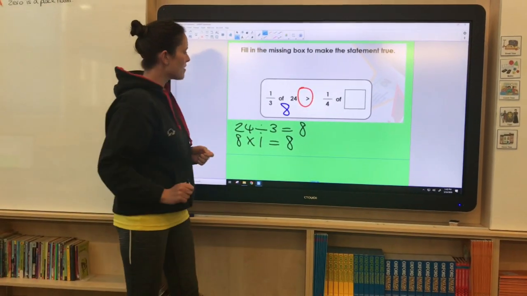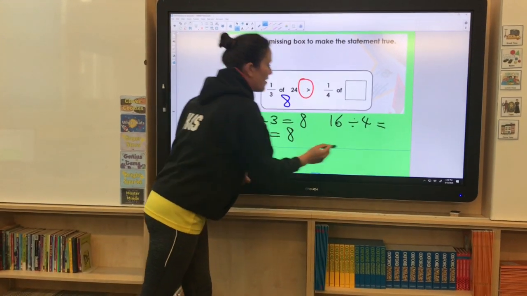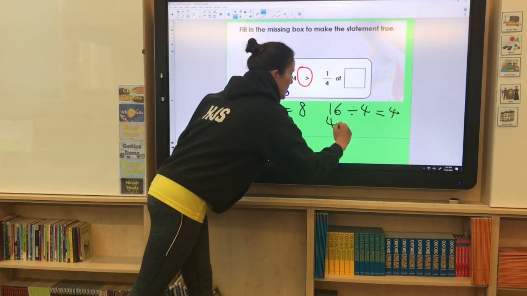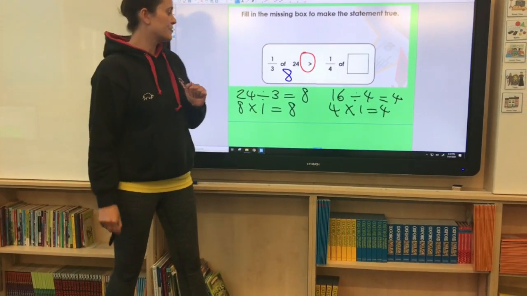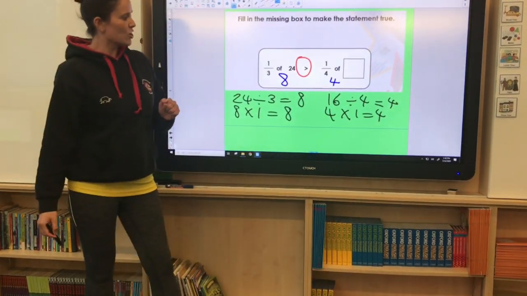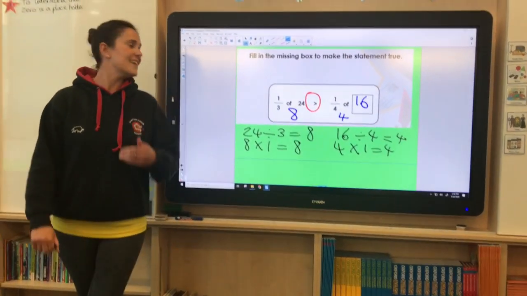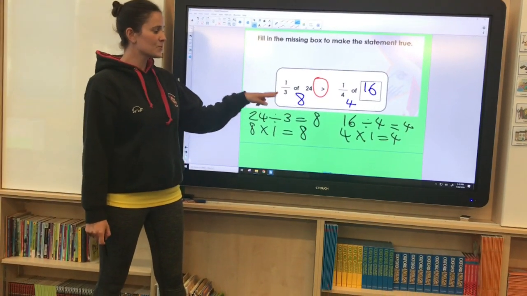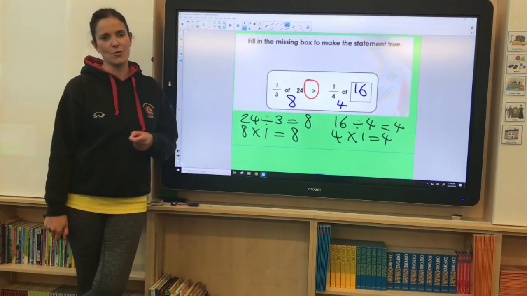So, if I was going to do 16 divided by 4, which is my denominator, I know that is 4. And then if I times the answer by my numerator, which is 1, I get the answer 4. So I could put that in there. So a quarter of 16 is 4. I can put my whole number 16 up there, and now I have completed that statement. So 1/3 of 24, which is 8, is greater than a quarter of 16, which is 4.